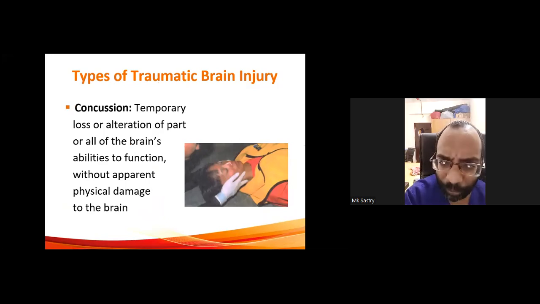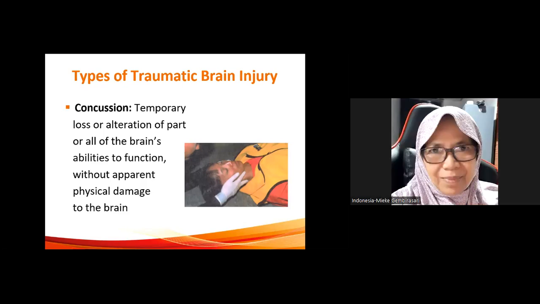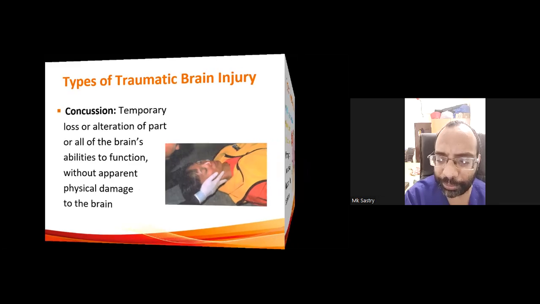Concussion is a temporary loss of a part of or all brain abilities to function without apparent physical damage to the brain. So traumatic brain injury affects the brain in such a way that it loses parts of its functioning, and gradually you recover. Sometimes you recover automatically. By physiotherapy also you recover, but physiotherapy is a very slow process. If you include brain stimulation and nerve stimulation, the speed becomes very fast. Instant. Yes. Thank you.